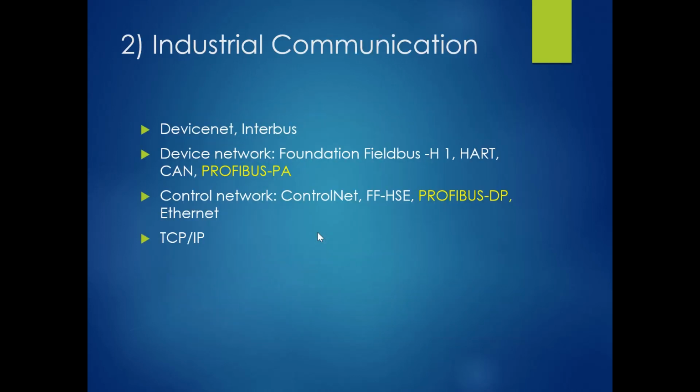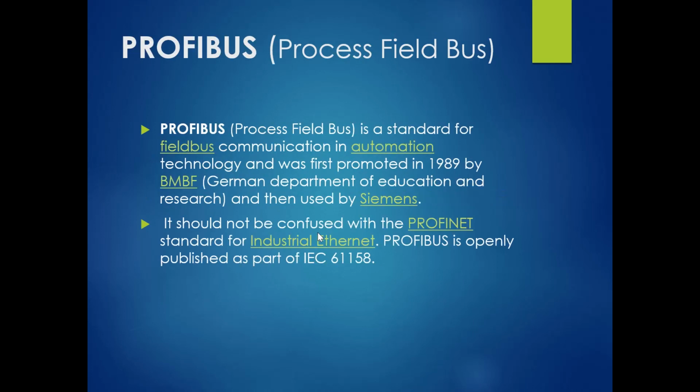The next part of today's topic is industrial communication. Actually, in industrial communication, there are a number of buses or protocols that can be used, like DeviceNet, Interbus, device networks like Foundation Fieldbus H1, HART, CAN protocol, PROFIBUS PA, control networks like ControlNet, FF, HSE, PROFIBUS DP, Ethernet, TCP/IP. So in today's lecture, we will just see an introduction to the PROFIBUS PA and PROFIBUS DP.